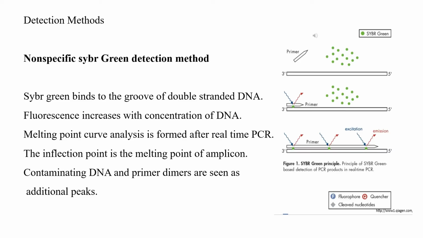There are several detection methods for qPCR reaction. The first one is the non-specific SYBR Green detection method. SYBR Green binds to the minor groove of double-stranded DNA. Fluorescence increases with the concentration of double-stranded DNA. For the SYBR Green detection method, melting point curve analysis is performed following real-time PCR. The inflection point in the curve indicates the melting point of the amplicon. Contaminating DNA and primer dimers are seen as additional peaks.